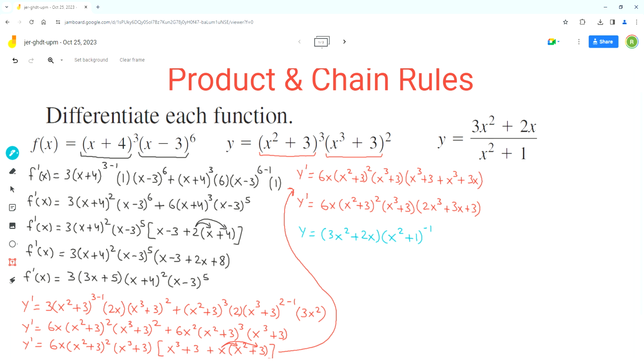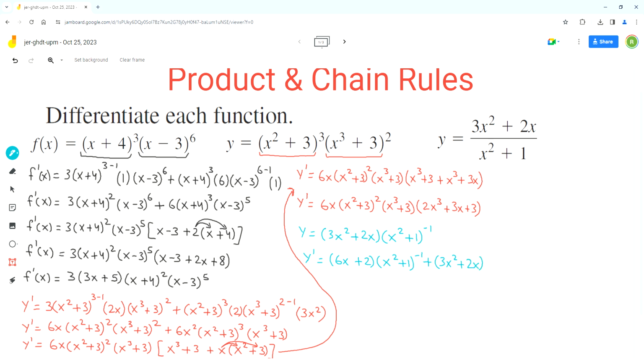Now we can use product rule because now this function is made up of two functions that are being multiplied. So we start with the first function. So the derivative of the first function is the 6x plus 2 times the second function, so (x squared plus 1) exponent negative 1, and then plus the first function 3x squared plus 2x.